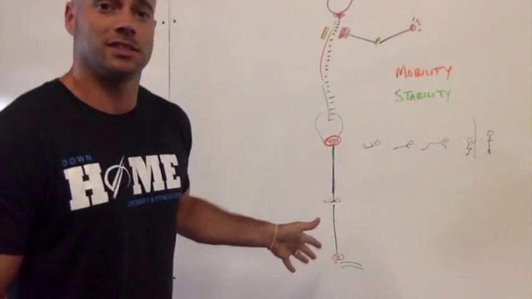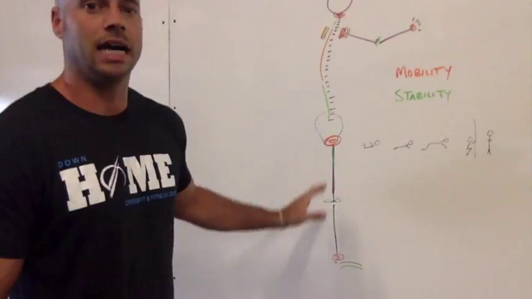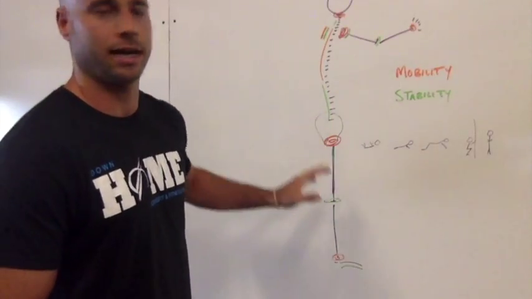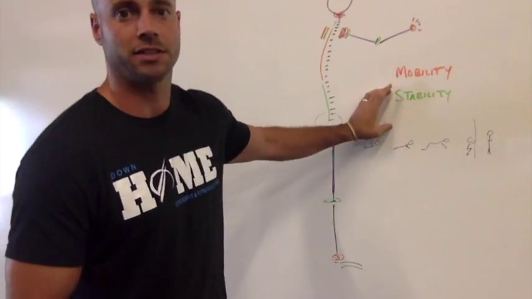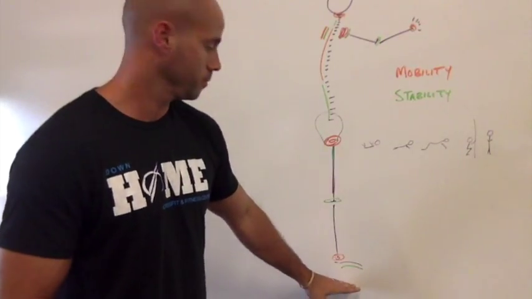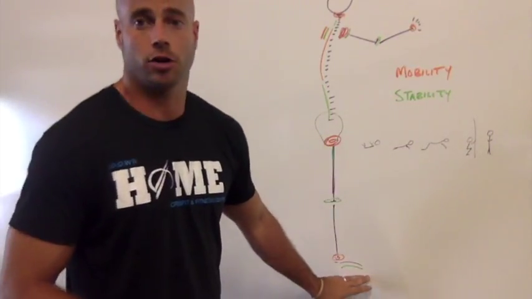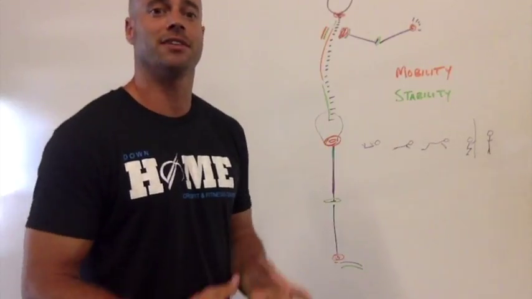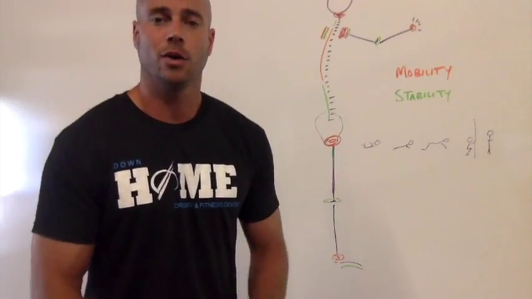But basically what it's telling us is the body is designed in layers. Okay, and so we've got mobility in orange and then stability in green. And we're going to start from the bottom up. So the foot, we can see that it's green here, the arch. It should inherently have a lot of stability. If it doesn't, we have issues.